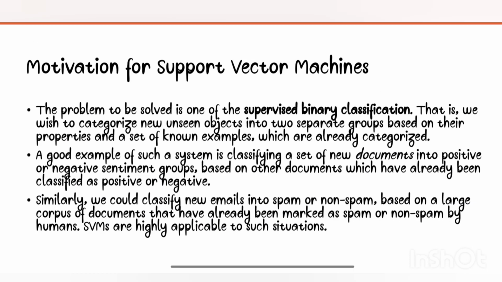Motivation of support vector machine. The problem to solve is a supervised binary classifier that wishes to categorize a new unseen object into two separate groups based on its properties and a set of known examples which are already categorized. An example of such a system is classifying a new document into positive or negative sentiment groups based on other documents which have already been classified as positive or negative. Similarly, it could classify a new email into spam or not spam based on a large group of documents that have already been marked as spam or non-spam by humans. SVMs are highly applicable to such situations.